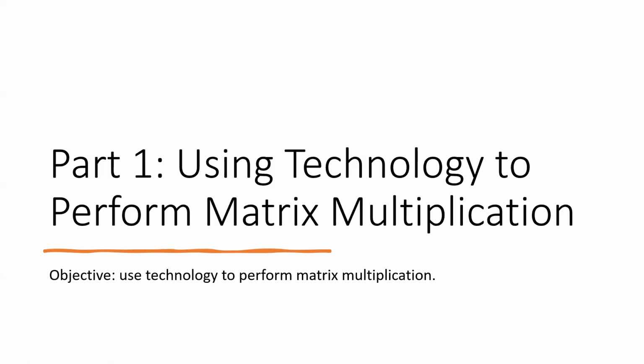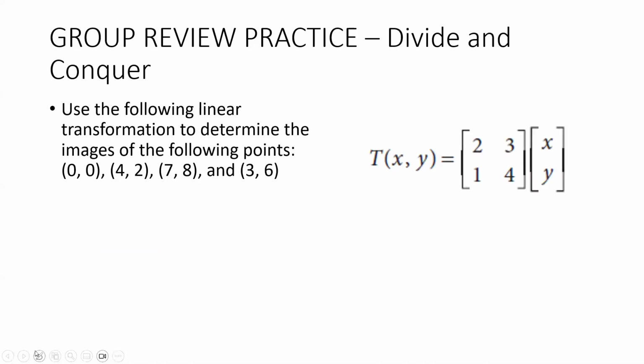So to get started, we're going to start off with the TI-84. But before we do that, we're going to start off with a basic review of what we learned from last week. Is that cool? At the top of your page, you have the problem where it says group review practice. We're going to divide and conquer. Use the following linear transformation to determine the images of the following points.